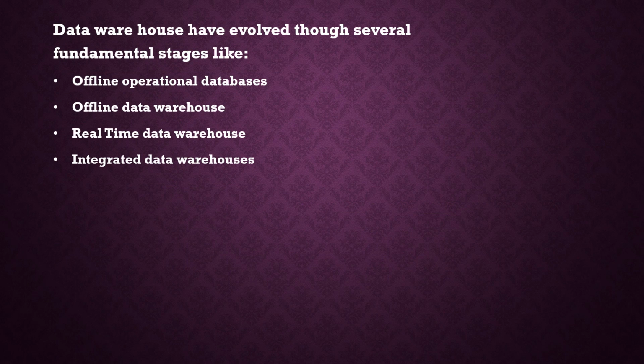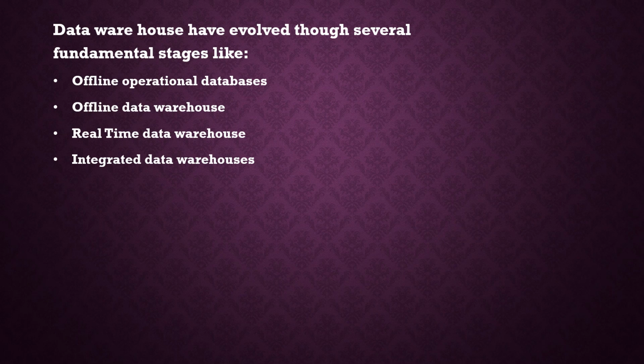See, offline operational databases means, in this actually, it is the initial stage developed by simply copying the database of an operational system to an offline server. So data collection can be offline. No need to switch on the computer or data warehouse system. We can just collect data offline. So that is the offline operational database.